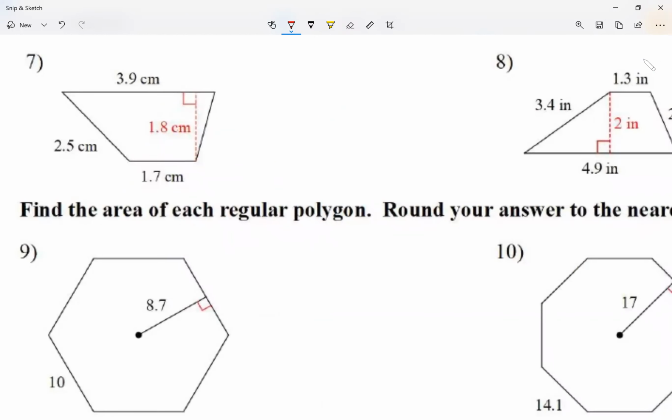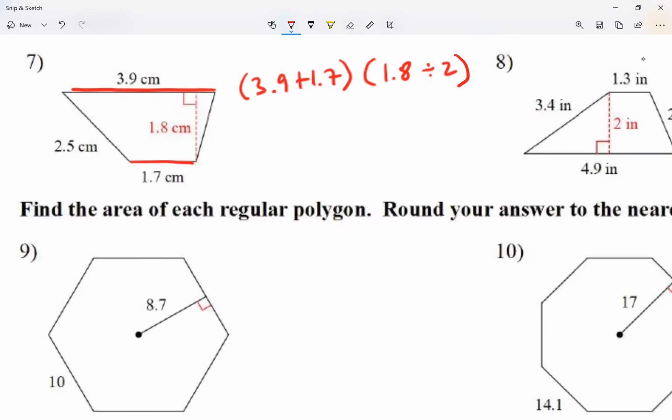Number 7. First of all, let me add 3.9 plus 1.7. Notice I'm adding the two bases, 3.9 plus 1.7. Whatever I get, I'm going to multiply this by 1.8 divided by 2, right? The half of the height. Notice how the height is 1.8.